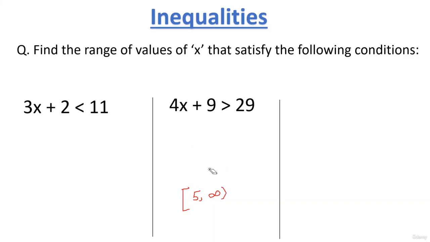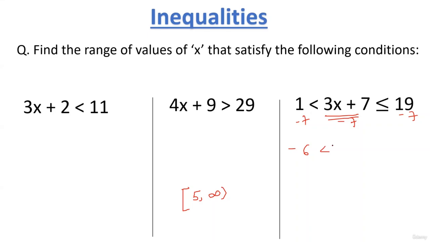Okay, guys, let's solve one more. 1 less than 3x plus 7 less than or equal to 19. Now the problem is I want to find the range of values of x, but I have been given 3x plus 7. So it's a very standard process. We will slowly convert 3x plus 7 into x. How? First step is we need to subtract 7. So we subtract 7 throughout. 1 minus 7 is minus 6, less than 3x plus 7 minus 7, the 7 is gone, less than or equal to 19 minus 7 is 12.